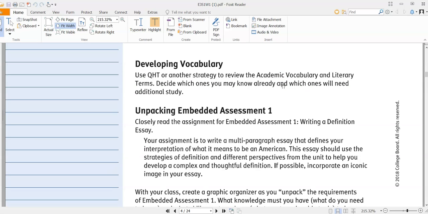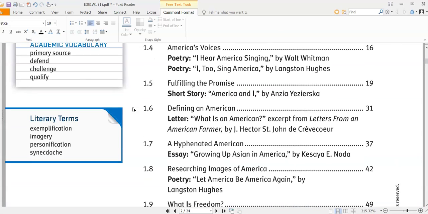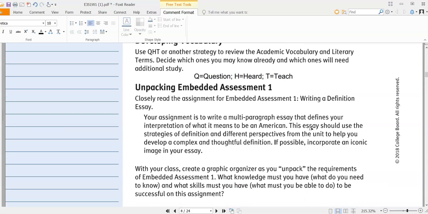For developing vocabulary, we're going to be using the QHT strategy in order to review our vocabulary from the academic and literary terms that we saw back there in the table of contents. Just a reminder, for QHT, the Q stands for question, meaning I have no idea what this word means, I have tons of questions about it, or it's coming up as a question mark in my head. H means heard, meaning I've heard of this word, but I don't really know what it means. And T is I can teach this word, meaning I know what it means well enough that I could share the information with somebody else. So we're going to scroll back up to our vocabulary, and beside each word, we're going to write a Q, an H, or a T. Q for question, H for heard, or T for teach.